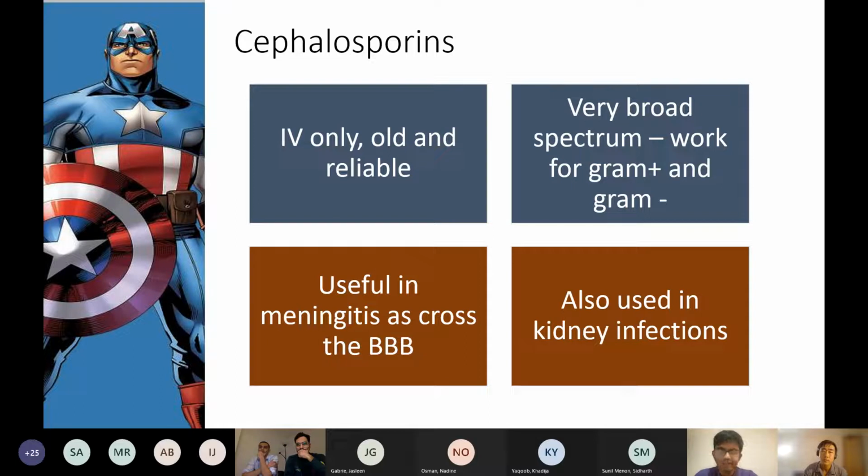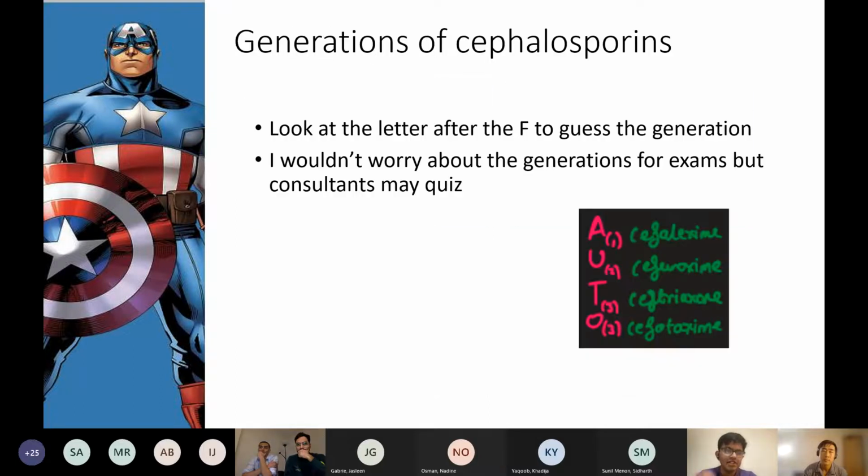I doubt it. Here's a cheat for you. There's lots of generations of cephalosporins. Look at the letter after the F to guess the generation. It's not going to come up, but if some consultant puts you on the spot, if it's an A, it's 1st gen. If it's U, it's 2nd gen. If it's T or O, it's 3rd gen. You don't need to know about it.